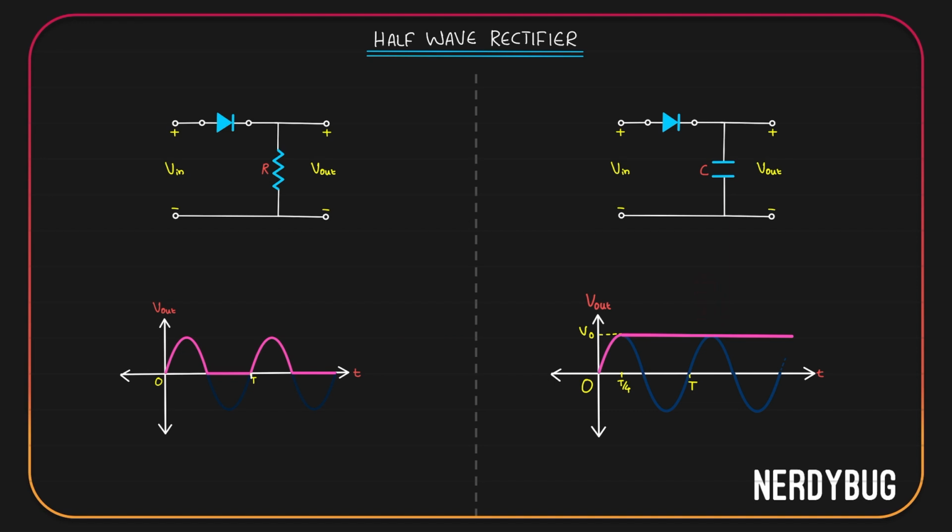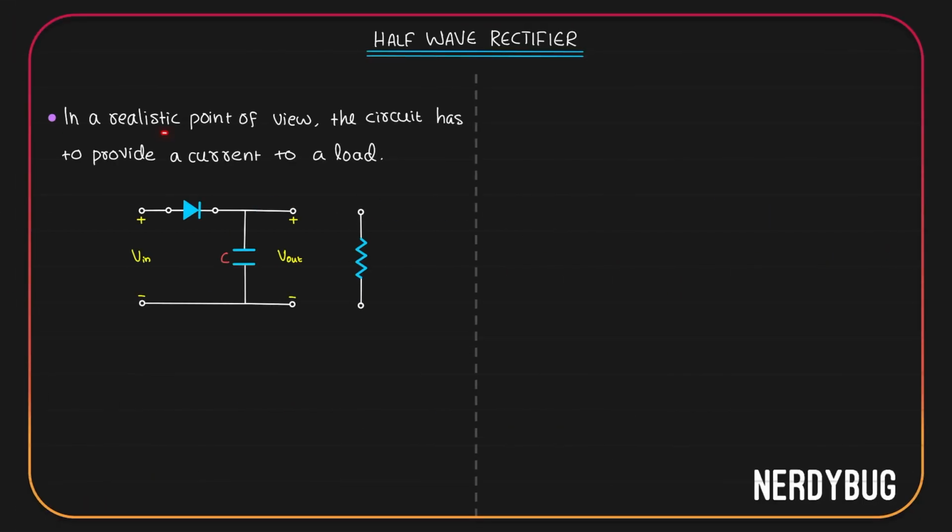Now, what are we going to do with this? We have to use this as a voltage supply to some electronic device. For example, we are trying to charge your laptop. The laptop in this case will be the load. In this case, we can model it as a load resistor. So, in a more realistic point of view, we will have to add a load resistor to this circuit. So, let us see what happens when the circuit is connected to a load.